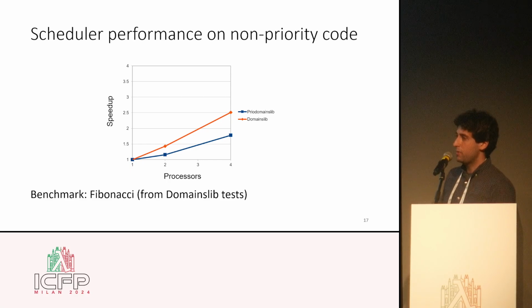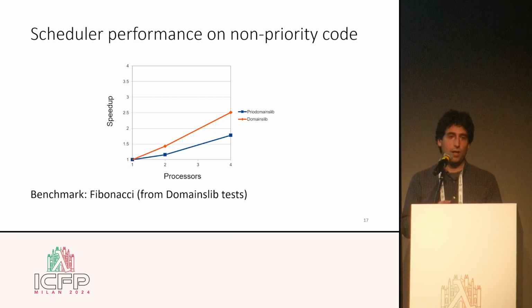This is the Fibonacci benchmark from the Domainslib test suite. On 4 processors, Domainslib is getting about 2.5 times speedup. Priodomainslib is getting about 1.75x speedup. So as you can see, there's quite a bit of engineering work left to be done on the scheduler implementation. But at the moment, that's still work in progress.